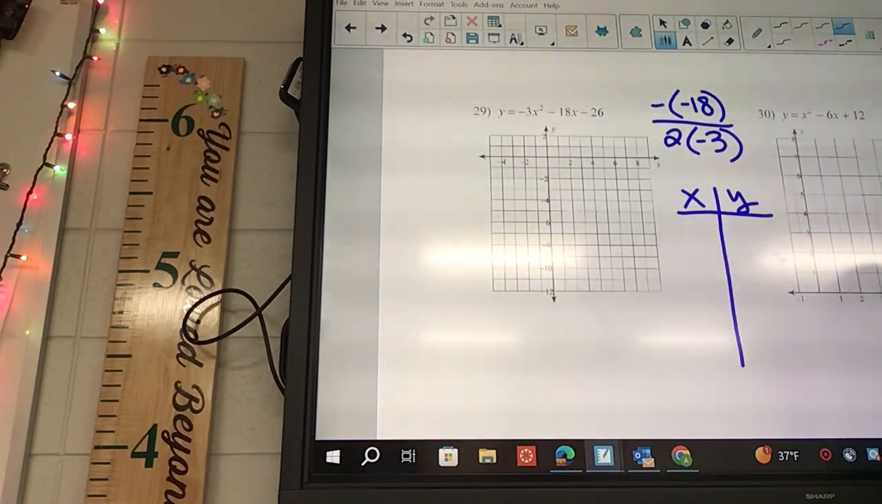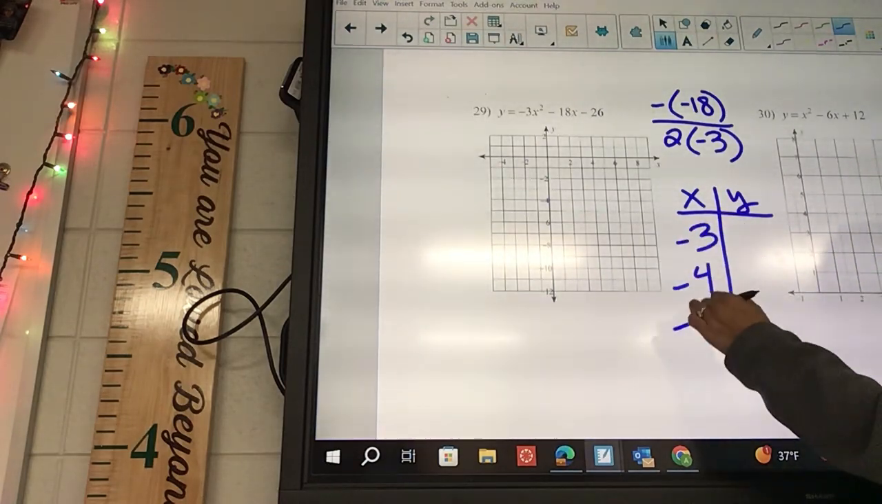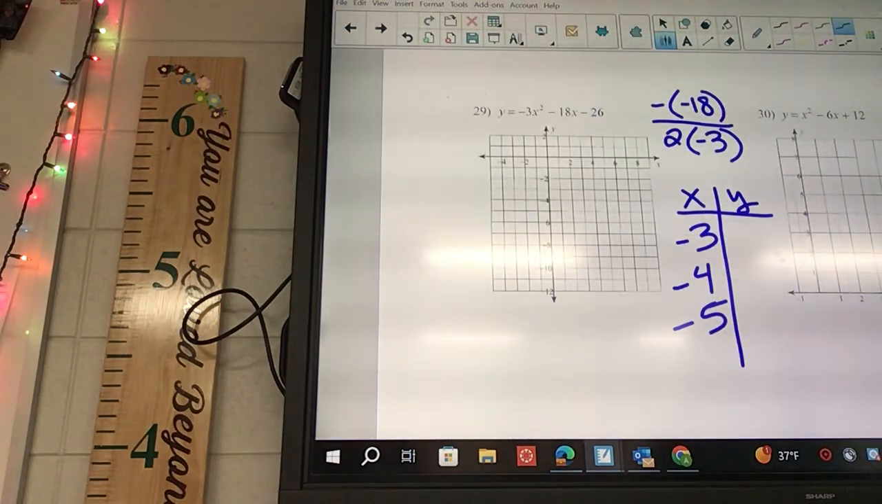Okay, what did you guys get for your vertex? Negative 3. -3. Then we're gonna say -4, -5. Okay, so start going through and typing those in.